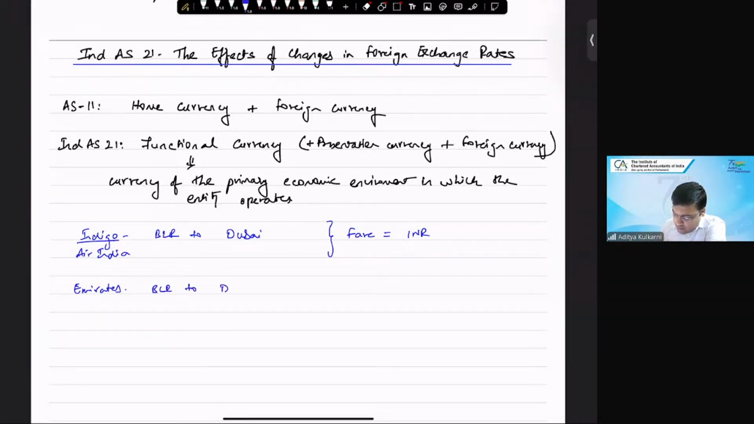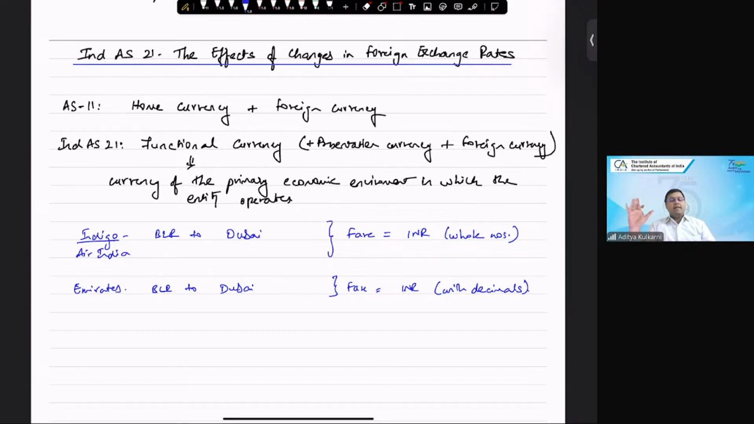I operate from Bangalore to Dubai. And the fare is going to come in INR. But this will not be in whole numbers. This will be with decimals. This fare will come in INR, but it won't be a whole number like how Indigo and Air India will give their fare to you. This will be in terms of decimals.